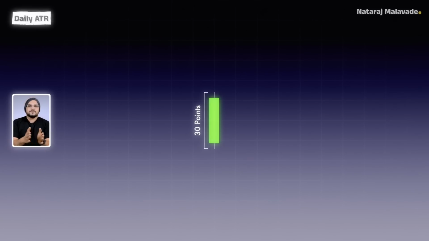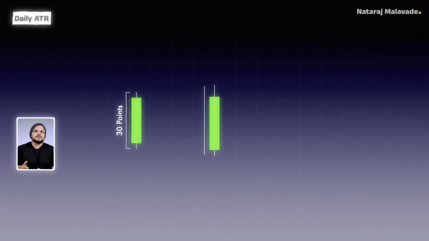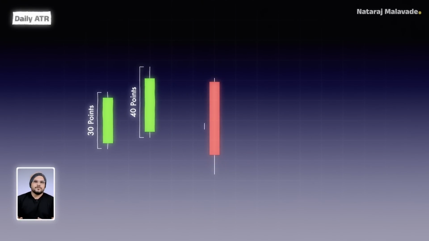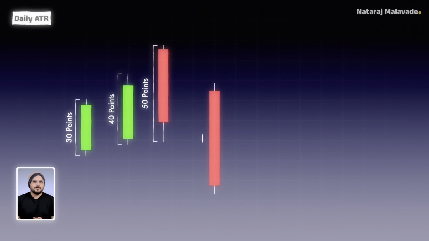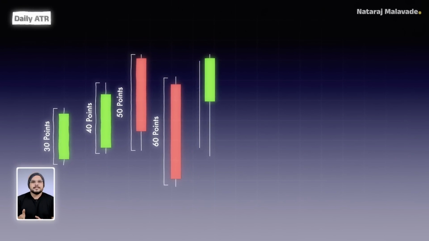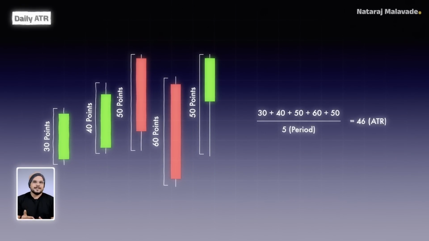So first day, 30 points range. Second day, you saw the range of 40 points. On the third day, range of 50 points. The fourth day, it was 60 points. On the last day, fifth day, the range is 50 points. So when you combine all these numbers and calculate the average, you will get a specific value. In this example, it is around 46 points.